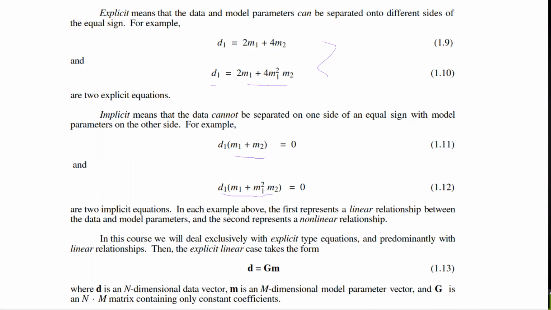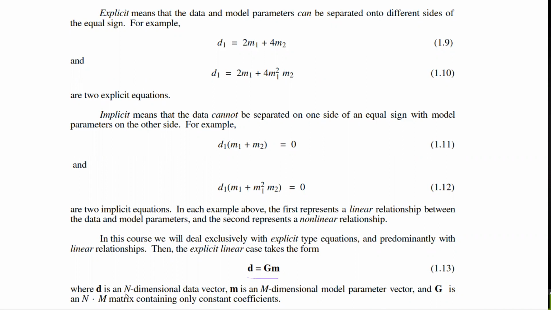And if we define our model like this, then we can simply write it in matrix notation, where all the data go into vector D, and our model parameters go into vector M, and then G will be the coefficient matrix. This is basic linear algebra. So then the problem that we're interested in solving is given by D equals GM.